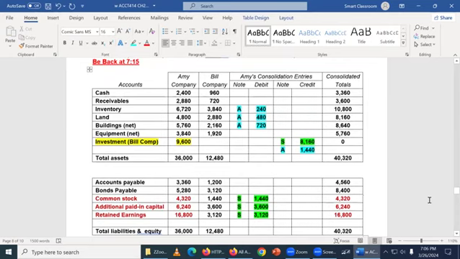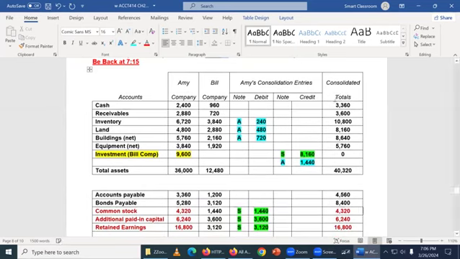That's our first consolidated financial statement. And again, that investment account, we want to take that off completely because the consolidated totals all have that investment in there.